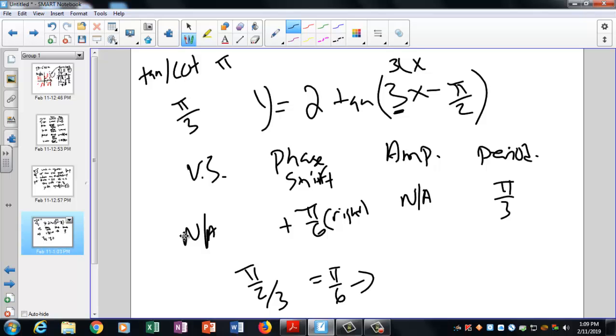So what if the 3 was on the outside, I guess? If the 3 were on the outside already, the phase shift would be pi over 2, and then the period would be pi over 3 still. The period would still be pi over 3, yes. Any questions on that?